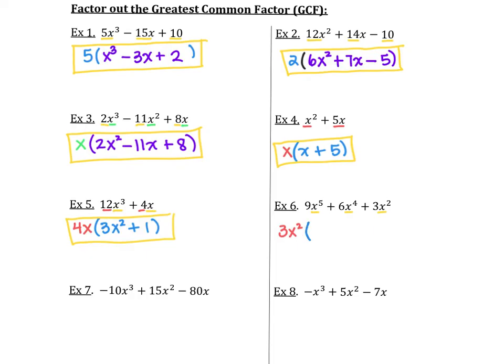Okay, to get 9, 3 times 3, and I need 3 more x's to make x to the 5th. 3 times 2 is 6, x to the 2, because I need 2 more x's to make 6x to the 4th. 3 times 1 is 3, and then for x to the second, I don't need any more x's. So that's good the way it is.